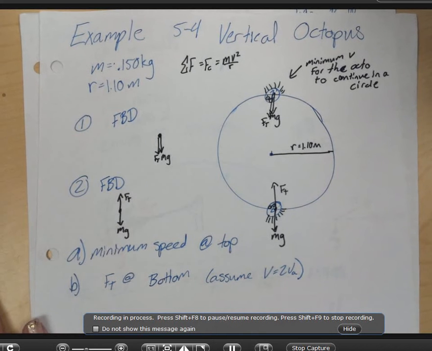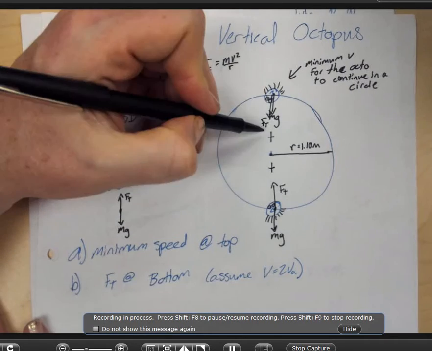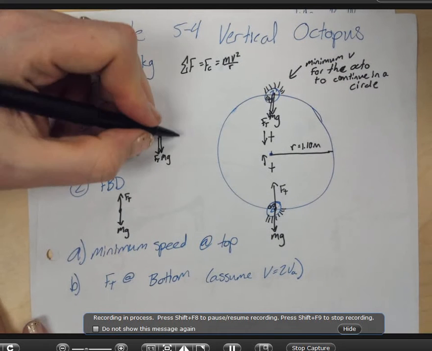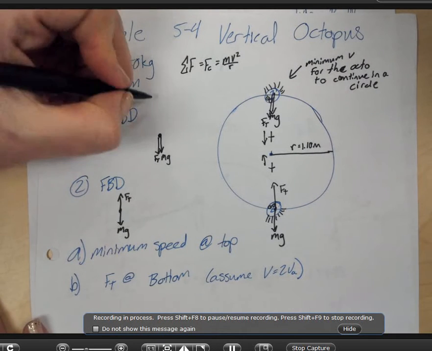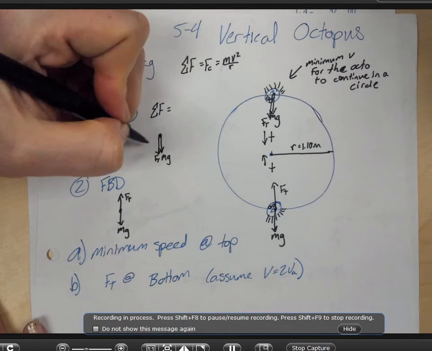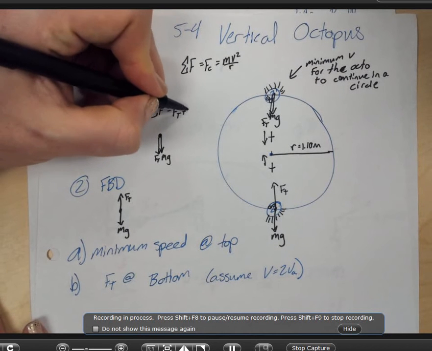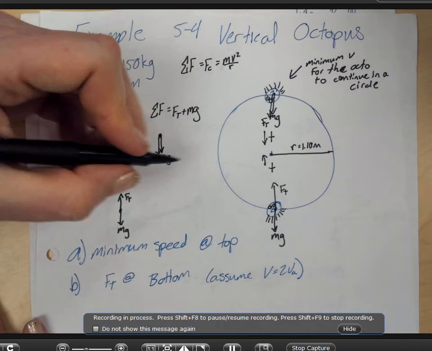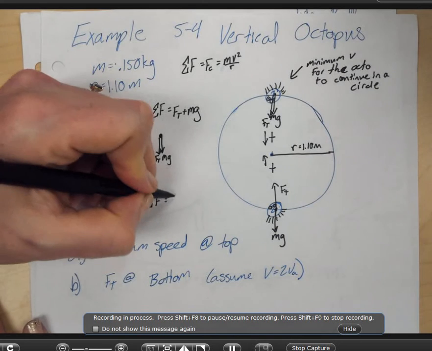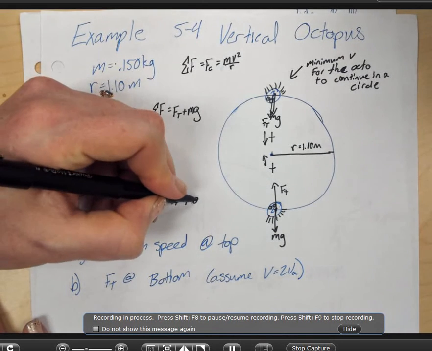Now we establish our axis system. Since we're dealing with a circle, we're just going to say anything that points toward the center of the circle is positive. So we've got one axis here. Isn't that nice? The net force for the top is going to be equal to, both of these are pointing toward the center of the circle, so both of them are positive: force of tension plus the weight of the object. And here, we're going to have the net force equaling the force of tension, which is pointing toward the center of the circle, minus the weight of the object.